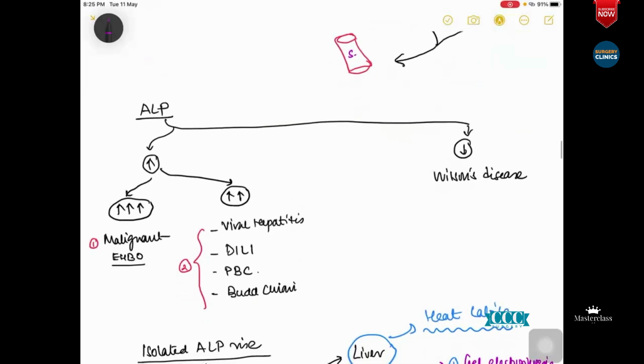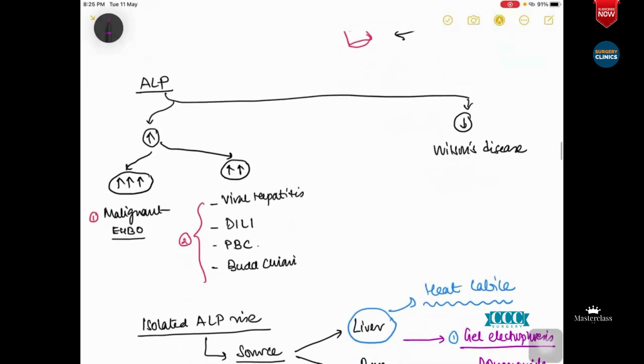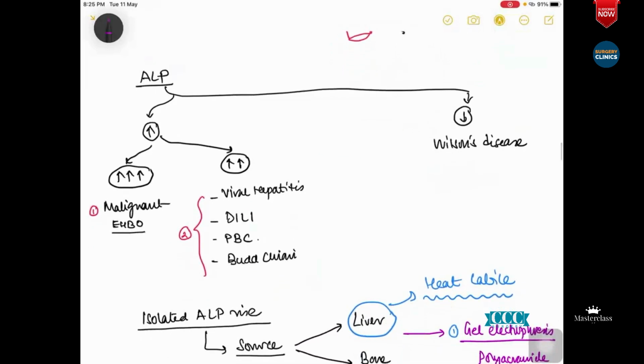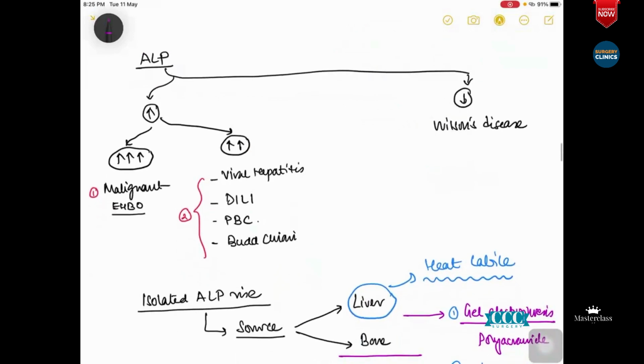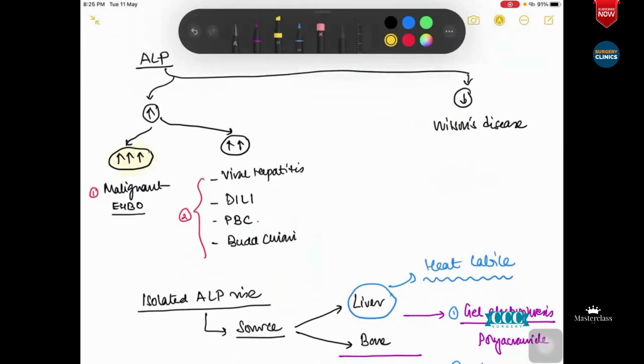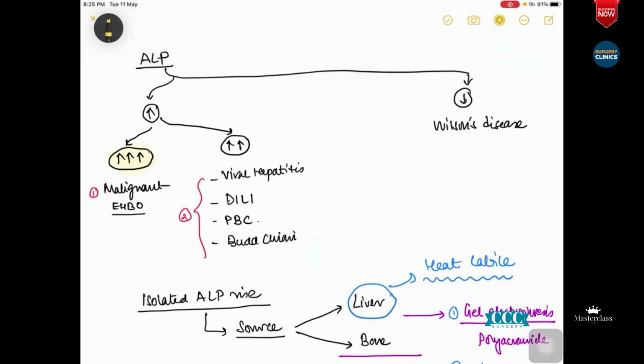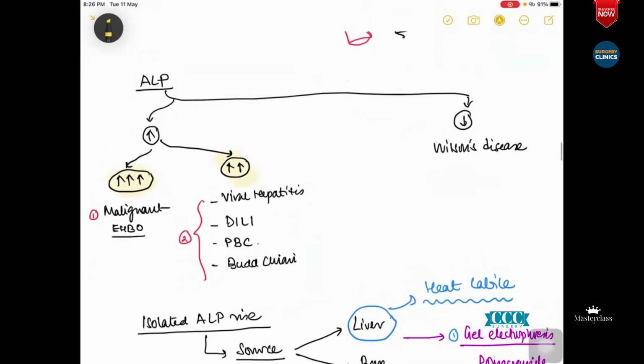Now, raised alkaline phosphatase can go up a lot, mostly in malignant situations with extrahepatic biliary obstruction. It can have a mild rise in viral hepatitis, drug-induced liver disease, primary biliary cirrhosis, and also in hepatic outflow obstruction like Budd-Chiari syndrome. Now, Wilson's disease will have a decreased alkaline phosphatase.